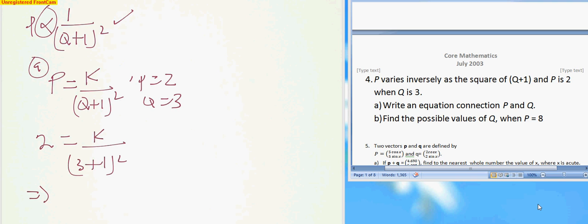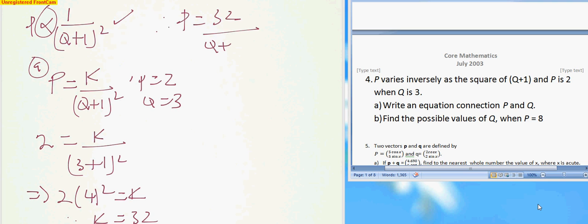Which implies that 2 times (3 plus 1, which is 4) all squared is equal to K, and 4 squared is equal to 16, times 2 is equal to 32. Therefore we can say that K is equal to 32, and therefore we can come back and write for A: P is equal to 32 divided by (Q plus 1) all squared. So that will be for A.